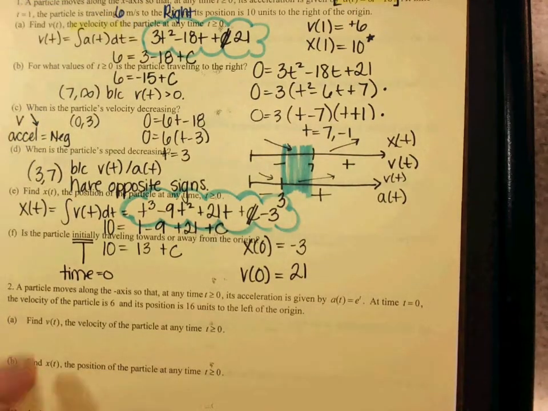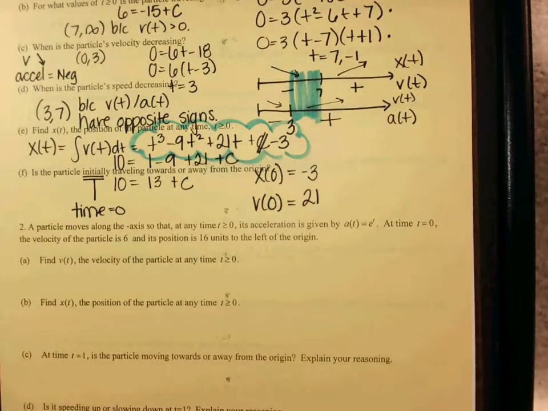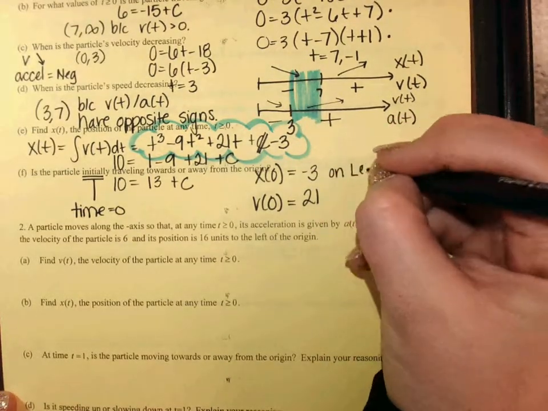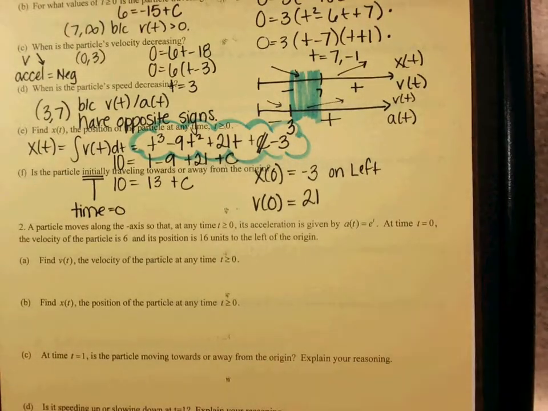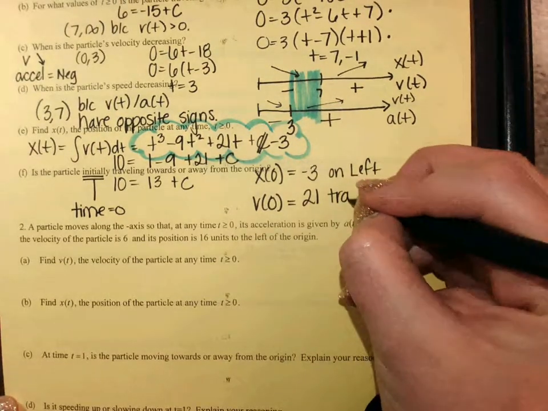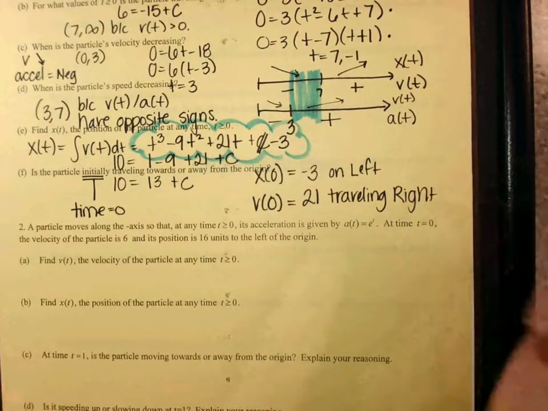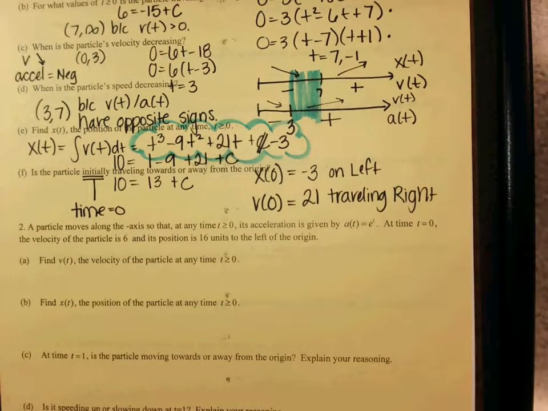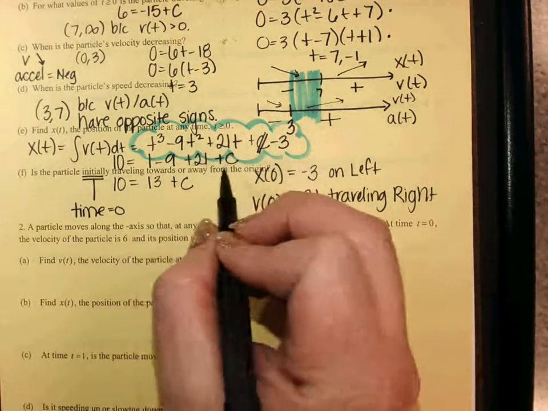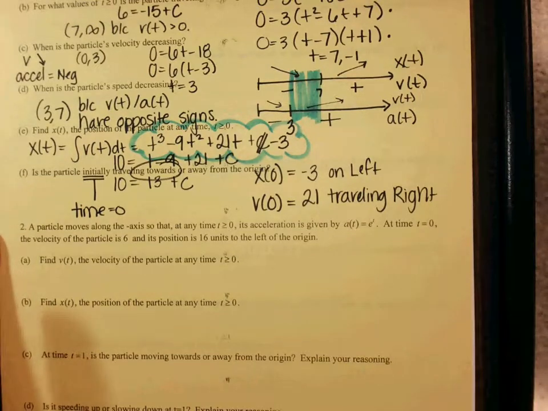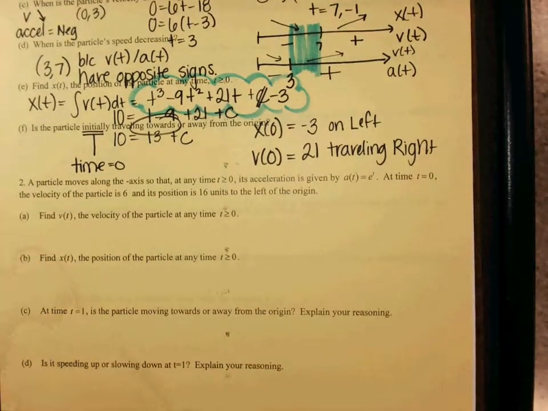Okay? If my position is negative, which side am I on the number line? You're on the left, but then if your velocity is positive, which way are you going? To the right. You're traveling to the right. Okay, so are we going towards or away then? Towards. No, we're just going to circle it. Okay, towards. Make sense?